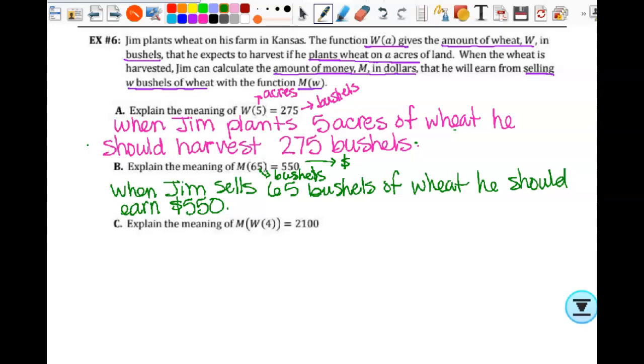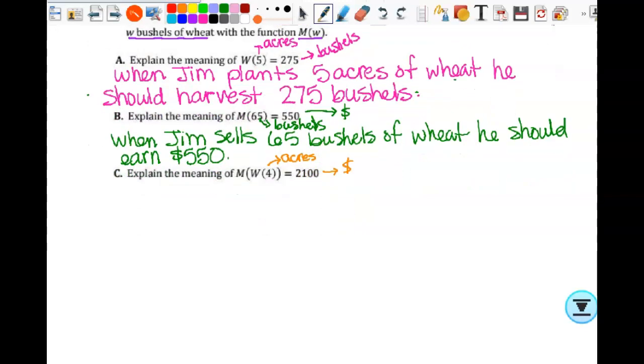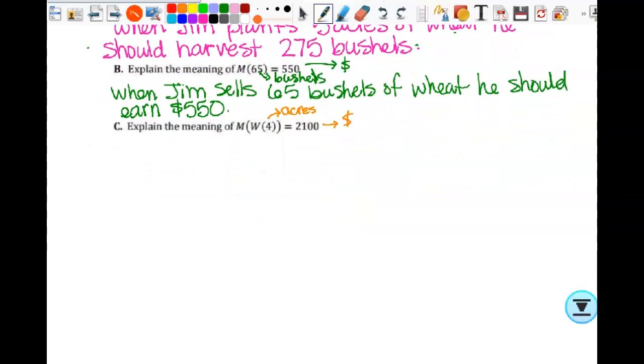So explain the meaning of M of W of 4. Okay, so what does the 4 represent? Acres. And what does the 2100 represent? Dollars, right? Okay, so go ahead and write something out for that one. Let's see it, and then we'll check ourselves here.